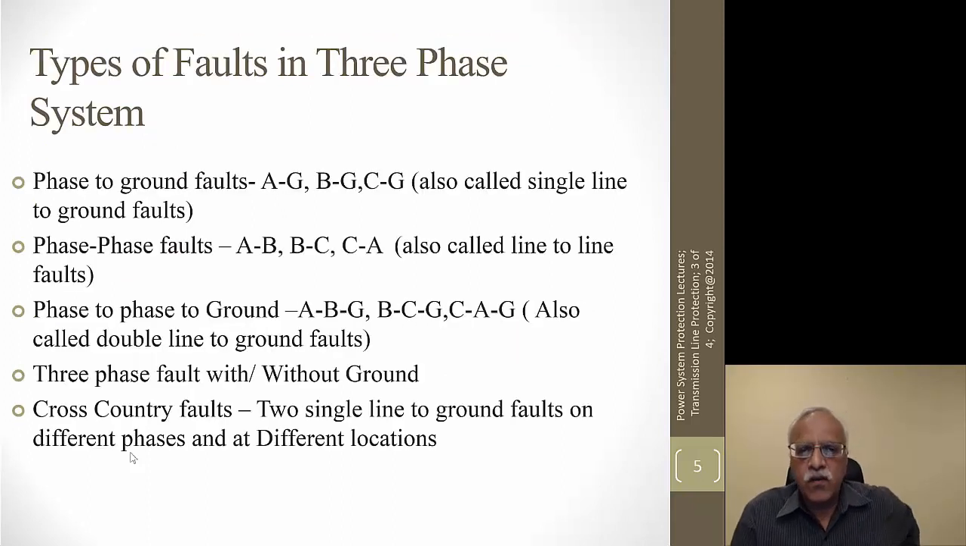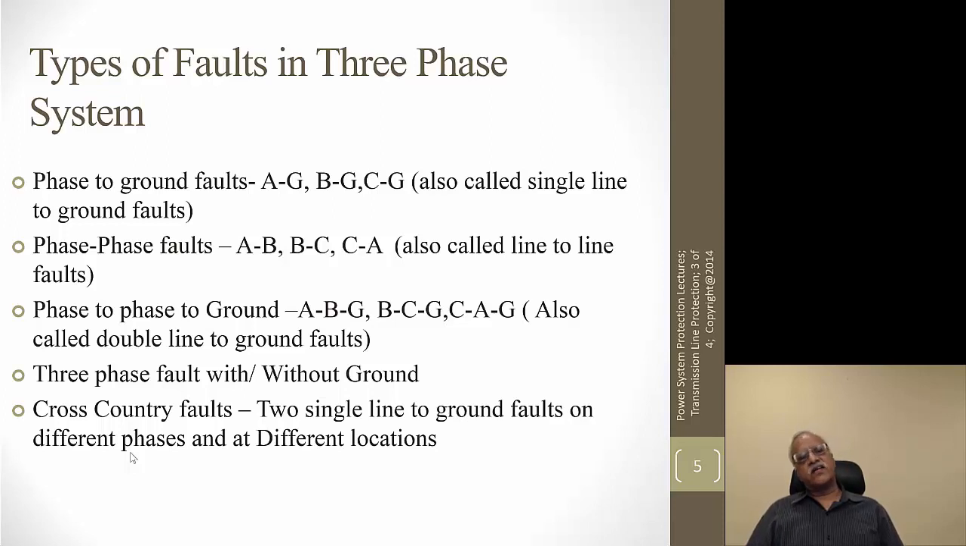Now let's look at what types of faults there are in a three-phase system. You have A phase to ground, B to ground, or C to ground. These are called single line to ground faults. Or it could be between phases. It is an A to B, or B to C, or C to A fault. These are called line to line faults or phase to phase faults.